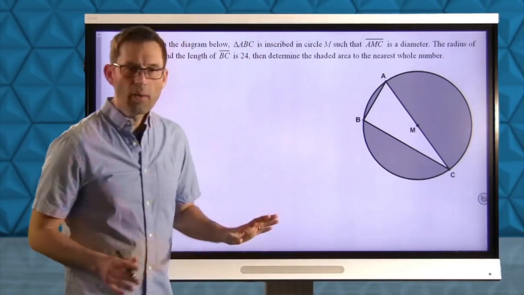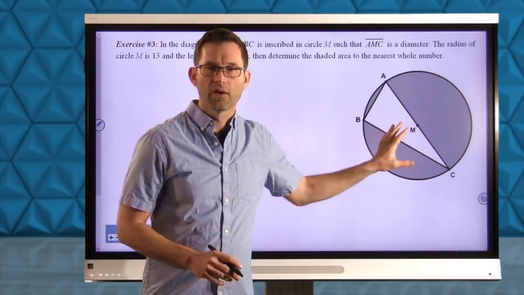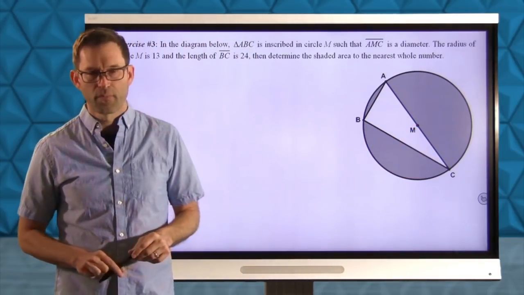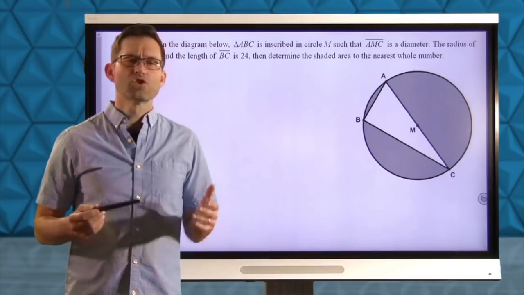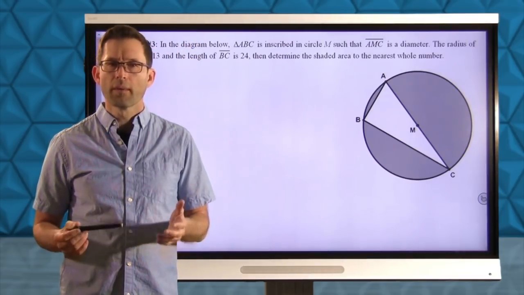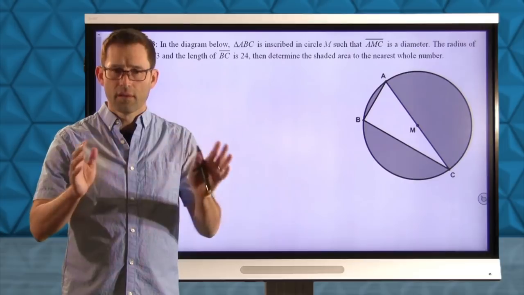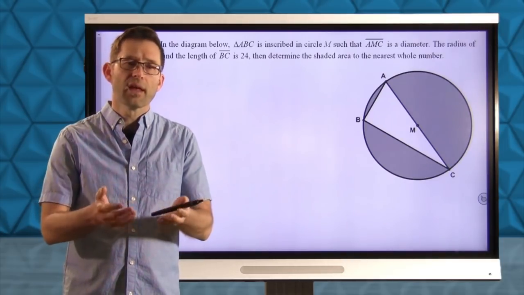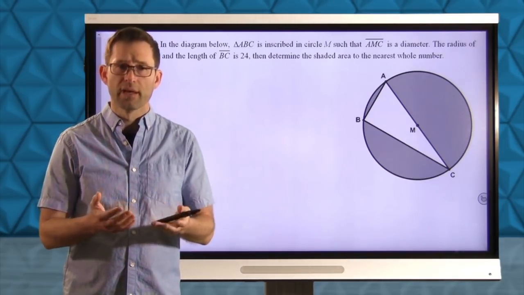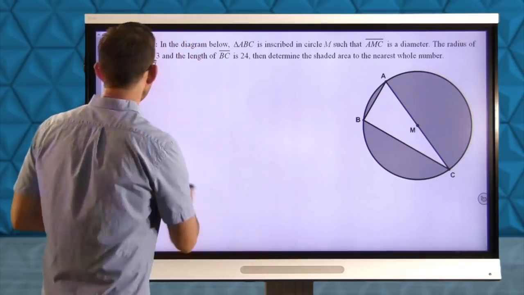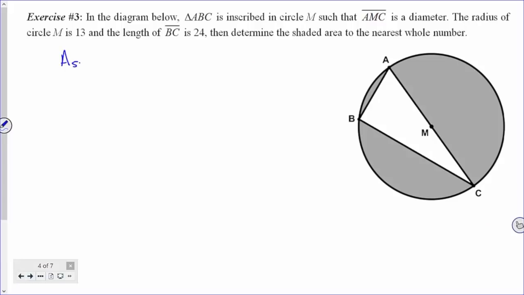All right, so I want to figure out the area that's shaded here to the nearest whole number. Okay, and the strategy should be pretty easy. What I'm going to do is figure out the area of the circle as a whole, and then I need to remove the area of the triangle. I need to subtract it out. So literally the shaded area is going to be the area of the circle minus the area of the triangle.